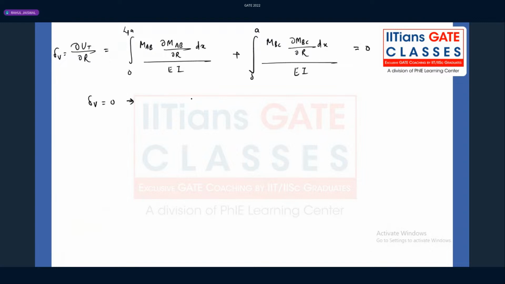So what is MAB? Everybody knows that MAB is what, guys? Just now we have written it. It's Rx plus PA, into x into dx divided by EI.